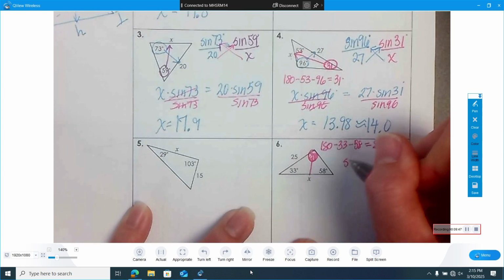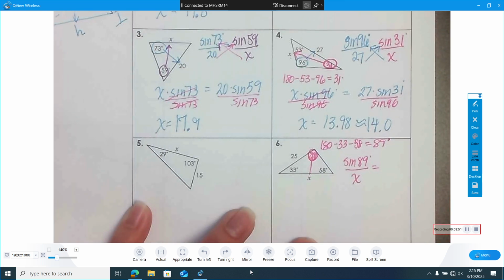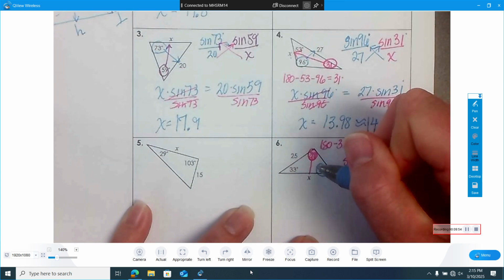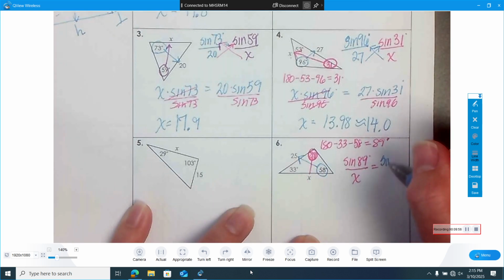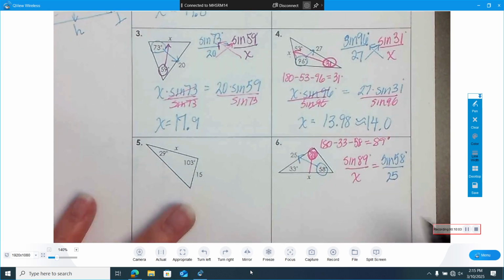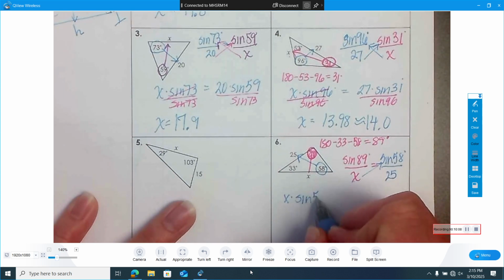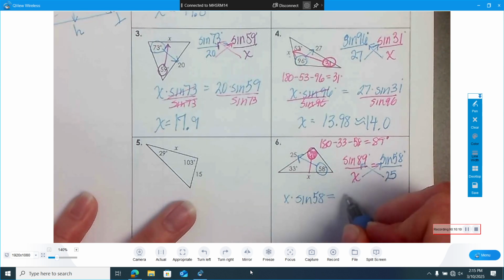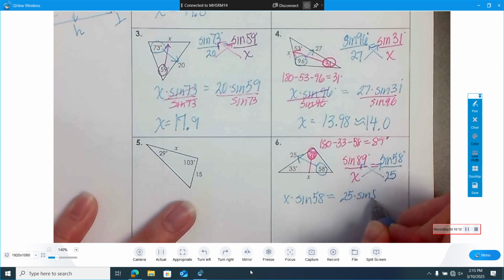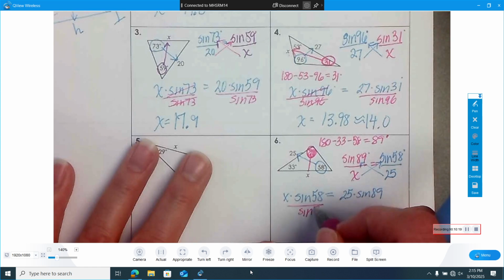So we can write the sine of 89 degrees over x equals what over what? Good, sine of 58 degrees over 25. Okay. We go ahead and cross multiply then. X times the sine of 58 equals 25 times the sine of 89. And then we need to divide by the sine of 58.